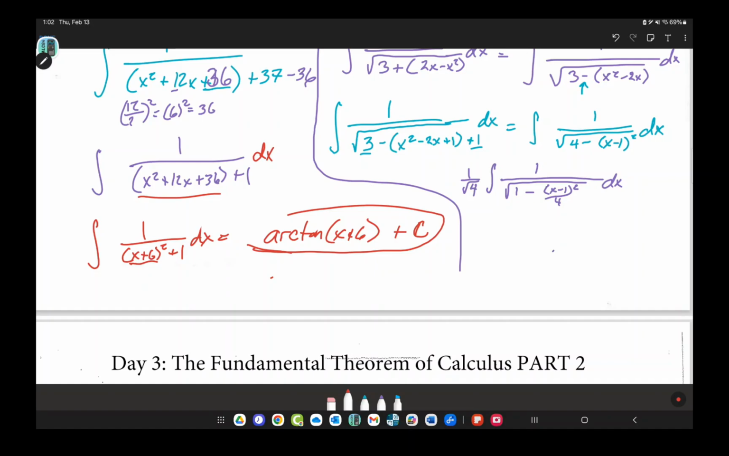So how do I need to rewrite this to have just one thing being squared? X minus 1, over what? Over 2. So it's x minus 1, all over 2, squared.